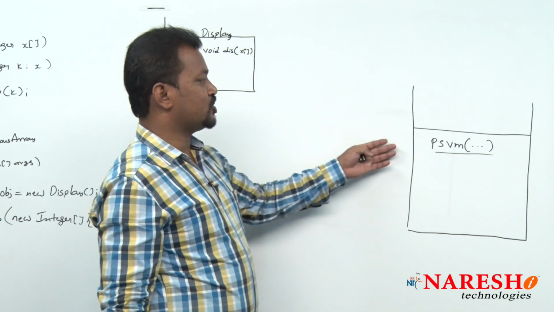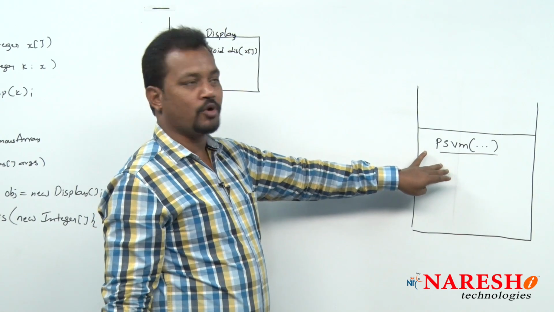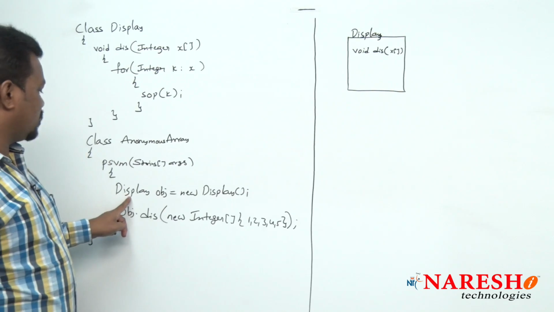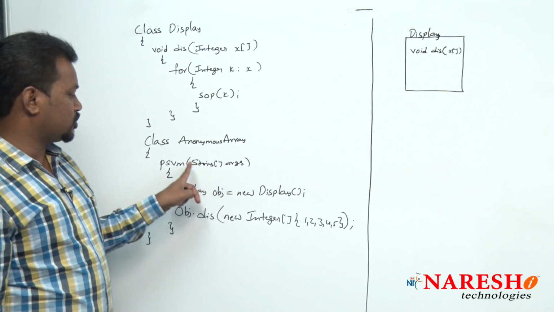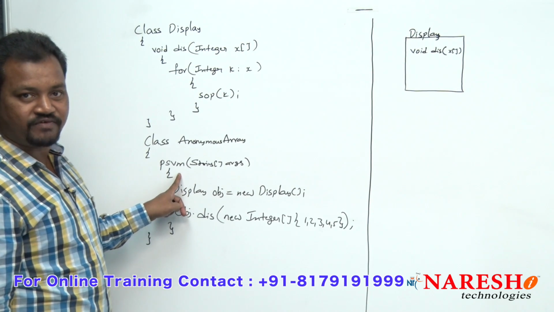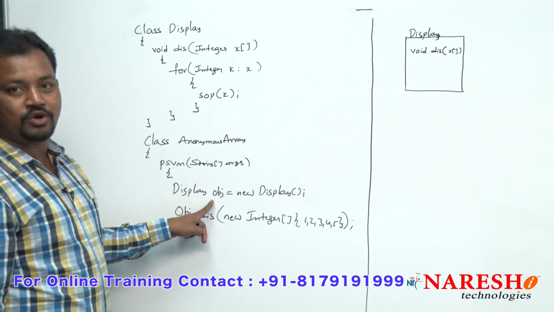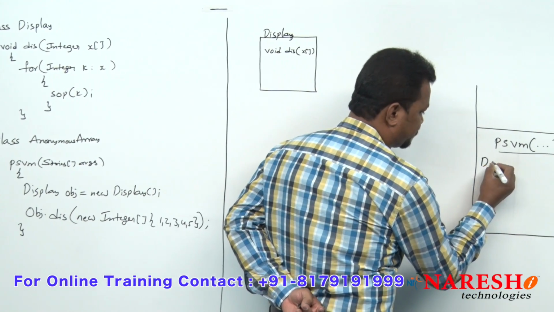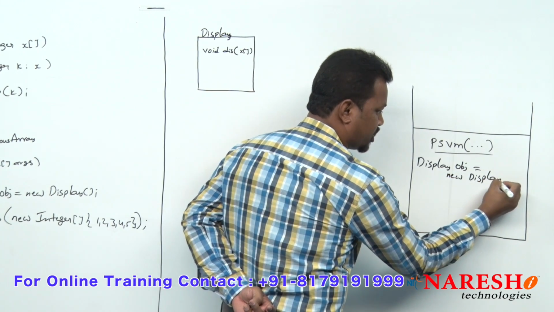Imagine this is one Java stack where this public static void main is copied for execution. In the process of execution, it has one line known as display obj equal to new display. So I am concentrating on obj. Display obj equal to new display.